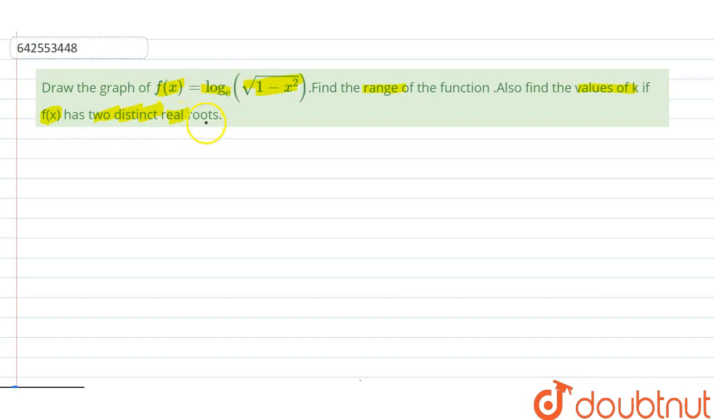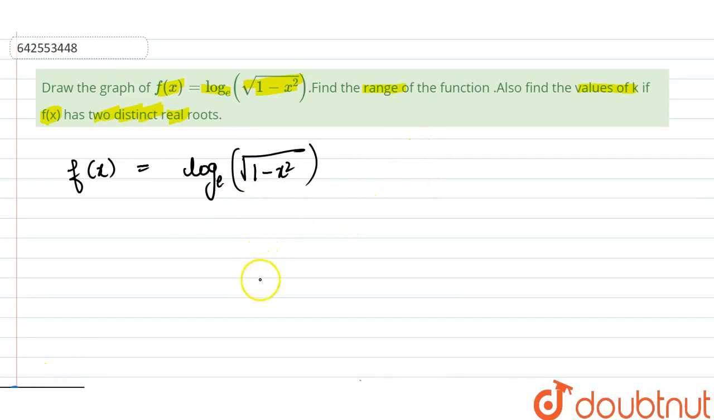So let us first draw the graph for the function. For that we have given the function log to the natural base under root 1 minus x square. Now to draw the graph for any function, we must follow some steps. First we have to simplify the function that we have given. It is already given in the simplest form.